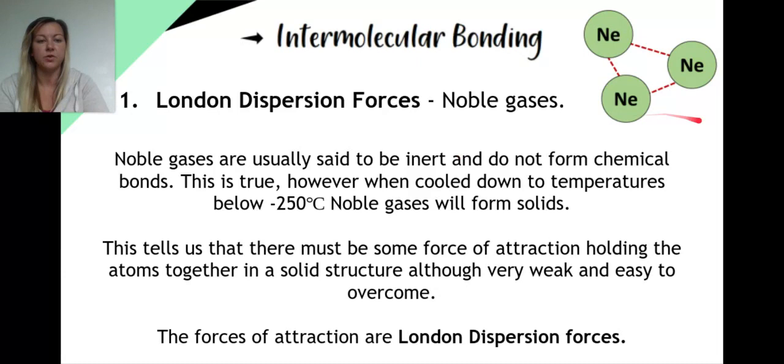Noble gases would be your go-to example for London dispersion forces. So we usually say that noble gases are inert, so they're unreactive and they don't form chemical bonds. That's absolutely true. However, if you cool the noble gases down to temperatures below minus 250 degrees, the noble gases will form solids. If atoms are going to be held together in a solid, then that must mean that they're held together by something, even though it's extremely, extremely weak. So those are the London dispersion forces. They exist between absolutely everything, all atoms, all molecules.